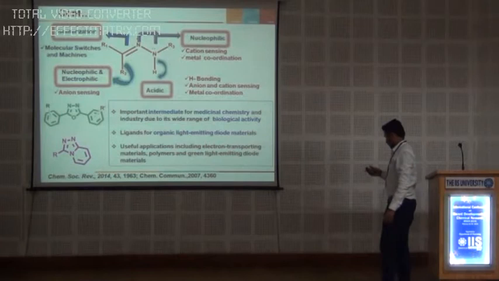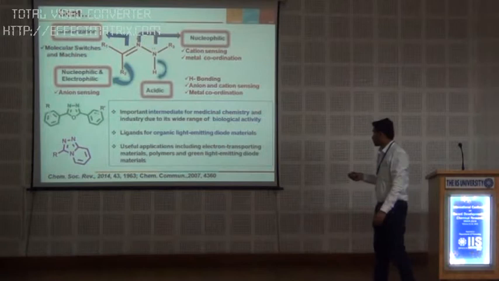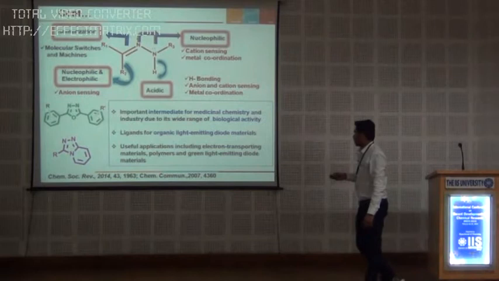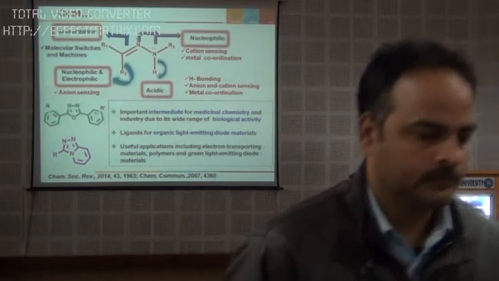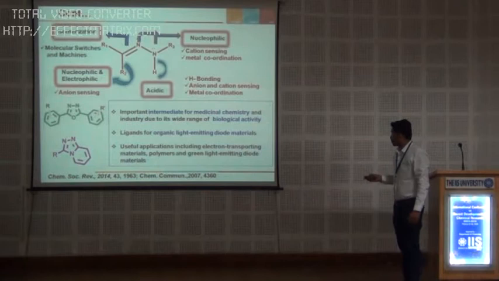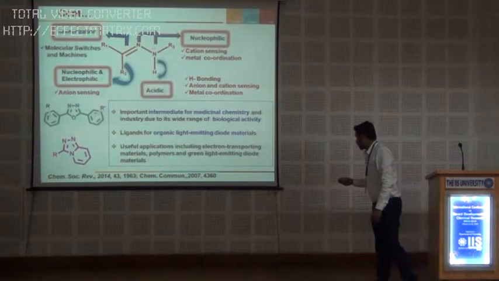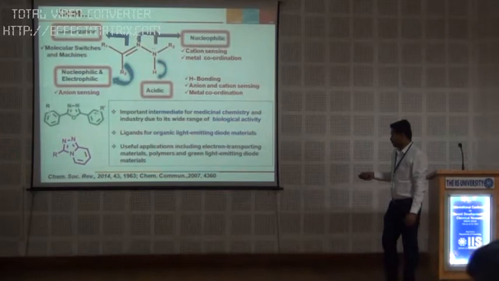These acidic protons are useful for increased solubility of the molecules, for hydrogen bonding, and for radical, anion and cation sensing. Similarly, some heterocyclic molecules show fluorescence probe behavior because they have a spacer group. They are useful as active intermediates in various fields like metal chemistry and industrial purposes. These act as ligands for various organic light emitting diode materials, and these triazole molecules are useful in electron transfer materials, polymers and emitting diodes.